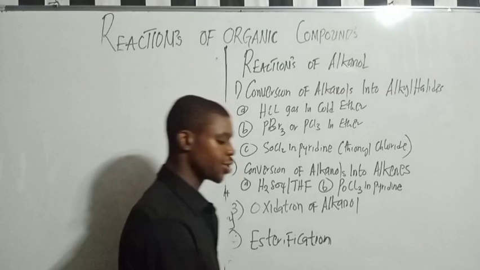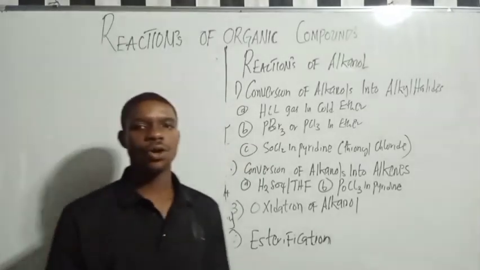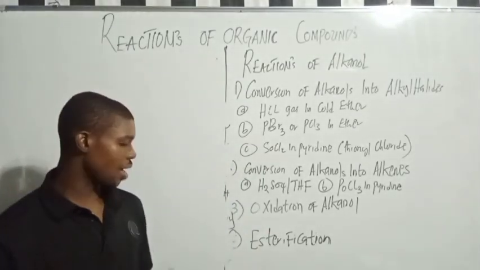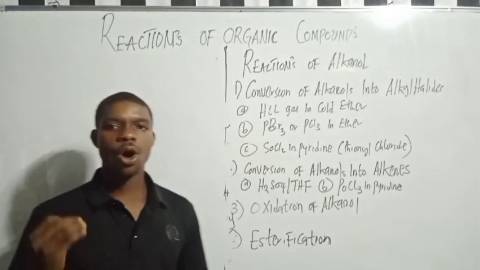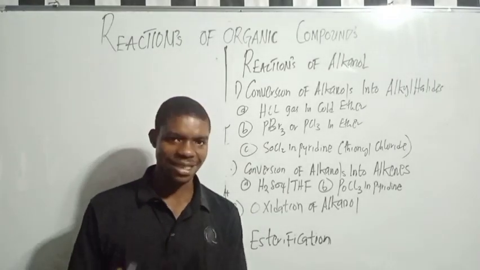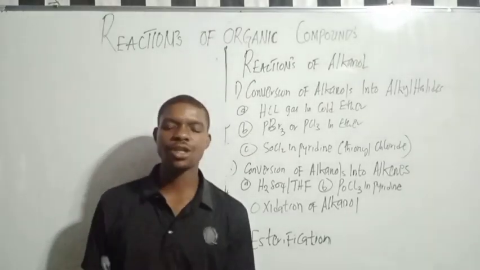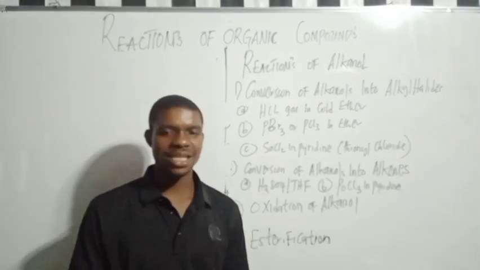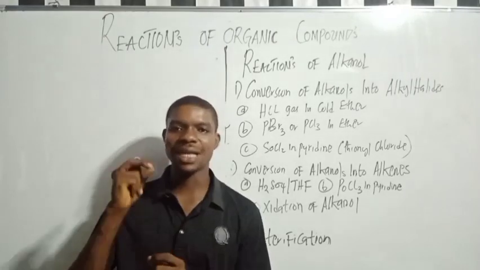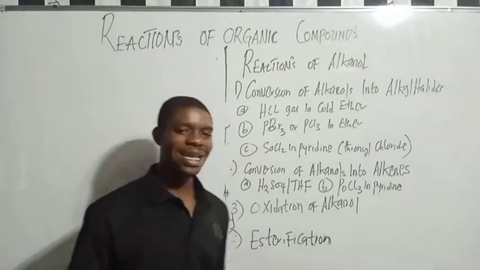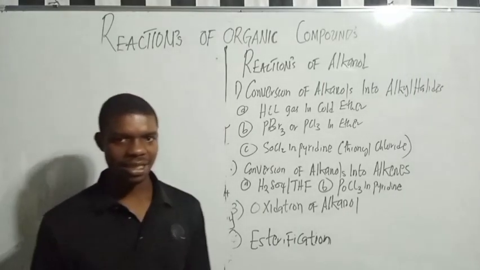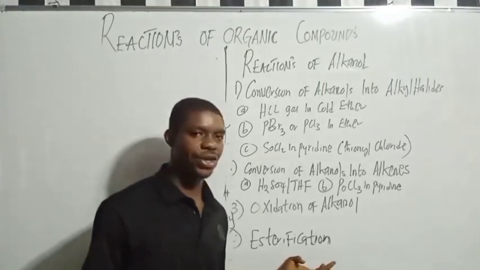The last reaction of alkanol is esterification. Esterification is very easy here. It's the reaction of carboxylic acid and alcohol in the presence of an acid catalyst to produce esters as a product. I'll go back again. Esterification is the reaction between carboxylic acid and alkanol. The product is going to be esters, and the reaction is called esterification.